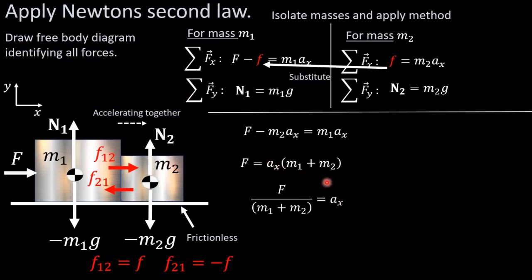So what you want to do each time you see a problem like this with multiple masses is isolate each mass and look at what forces are acting on each mass in the x and y direction. Then you find the net force for each mass and equate that to mass times acceleration, and from that point you can make your substitutions to find what you're looking for, just like we did here.